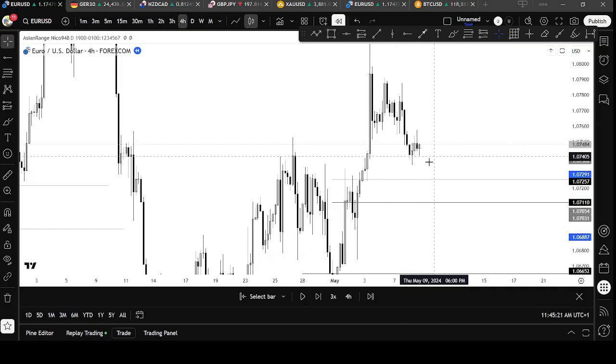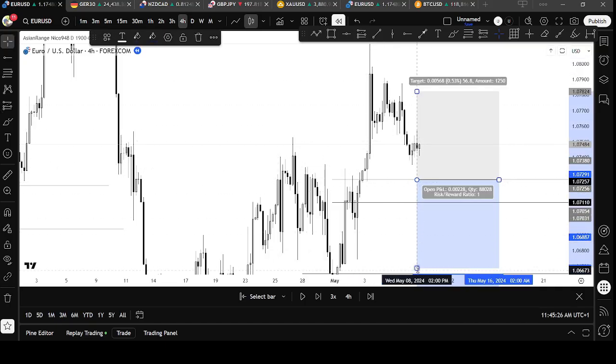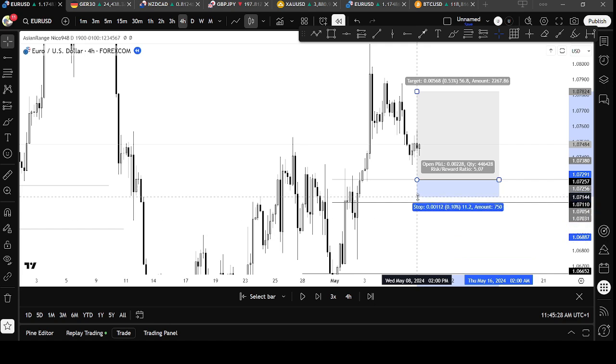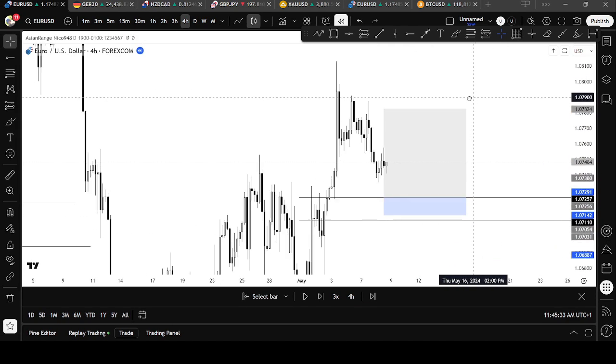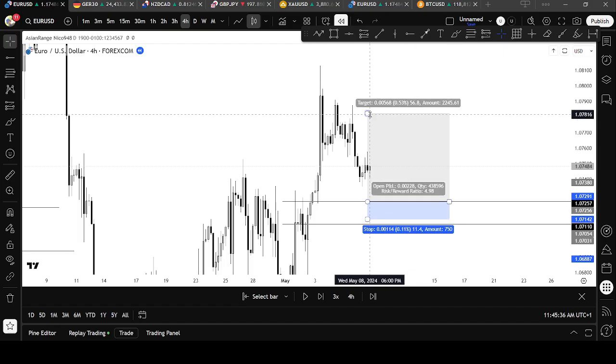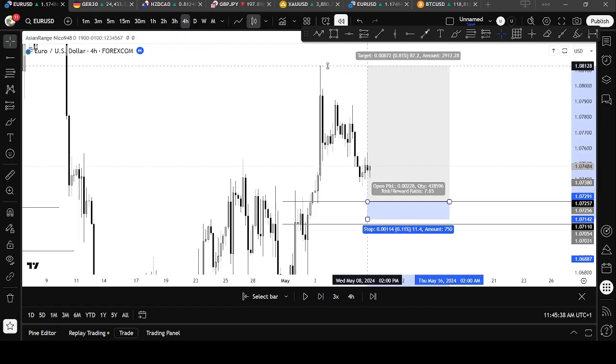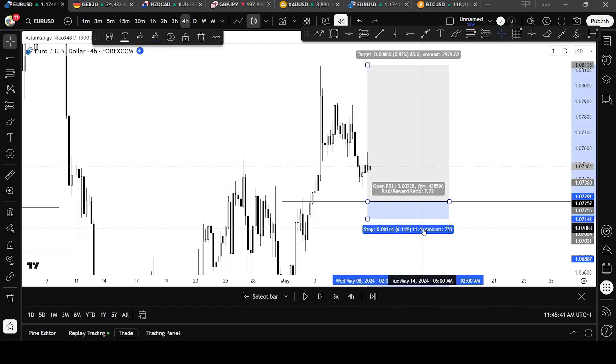Now, how do I confirm this zone? I can just buy direct from here. I can just take a buy direct. Let me put my stop loss at 11 pips and then target this high. And just buy direct like this.